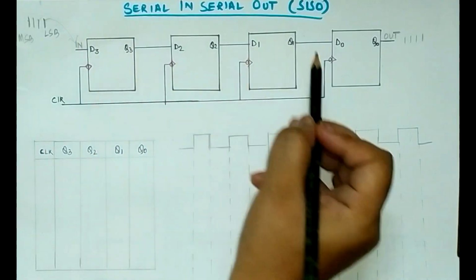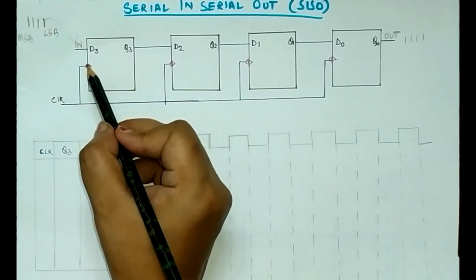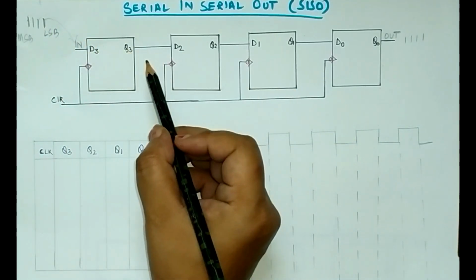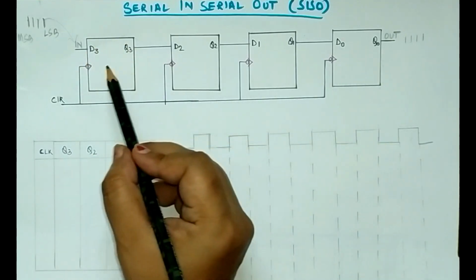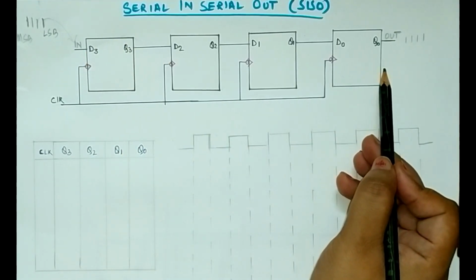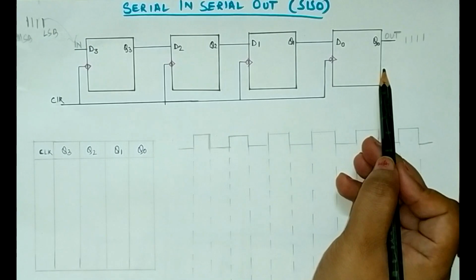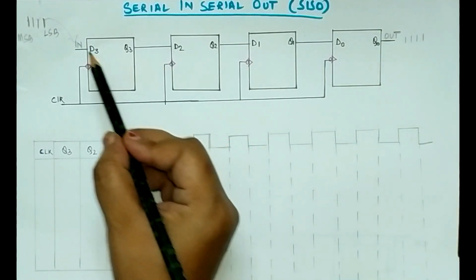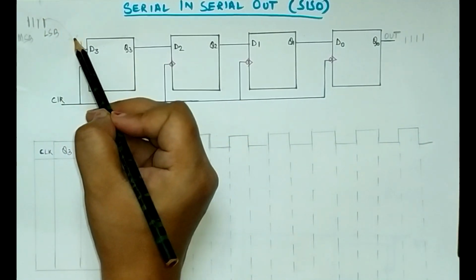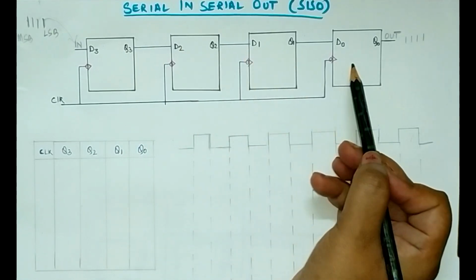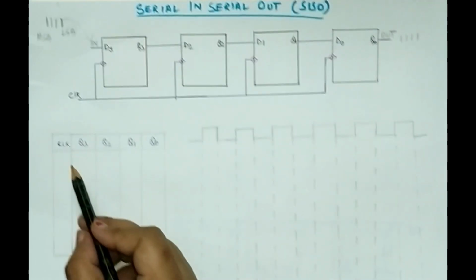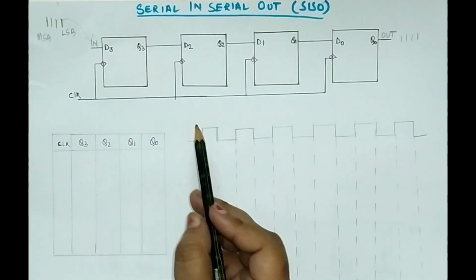This way of entering the data is used when we are shifting the data from left to right, meaning it is a right shift SISO, or serial input serial output. So let us see how you will enter the data and how the values will change. Now let us see the working of this SISO.